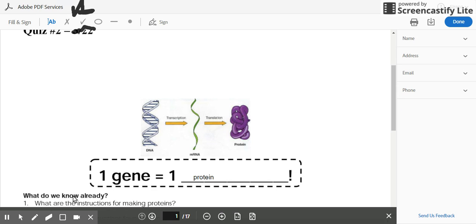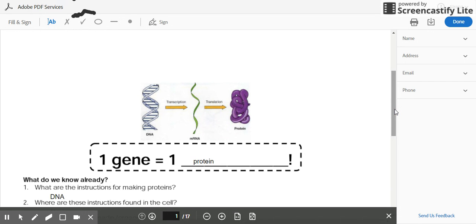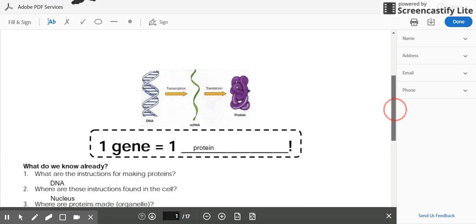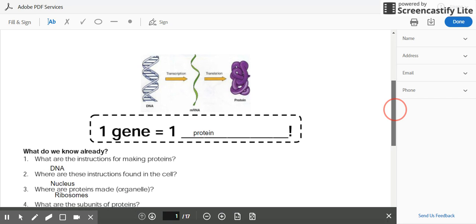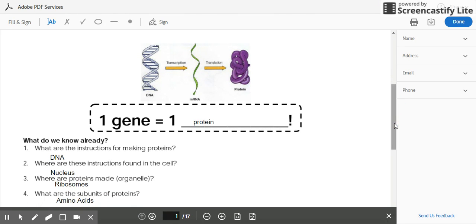What do we already know? What are the instructions for making proteins? All the instructions in our body is called DNA. Where are these instructions found in the cell? DNA is always found inside the nucleus. Where are proteins made? Proteins are made at the ribosomes. And what are the subunits of proteins? Amino acids. So that just lets us know that we're going to start off with the instructions inside the nucleus, and then we're going to move to the ribosomes and find some amino acids.